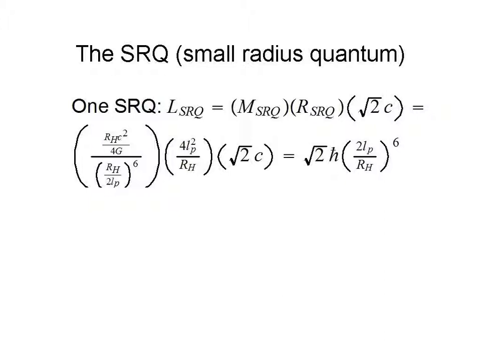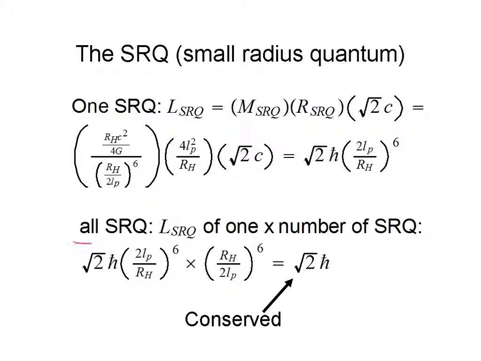Now we're looking at the SRQ, the small radius quantum. The angular momentum of one small radius quantum is equal to the mass of a small radius quantum times the radius of the small radius quantum times our constant tangential velocity. So the mass of the small radius quantum, again, is the mass of the observable universe divided by the number of small radius quanta within the observable universe, times our radius times the tangential velocity, and we get the square root of 2 times h bar times 2lp divided by r sub h to the 6th power.